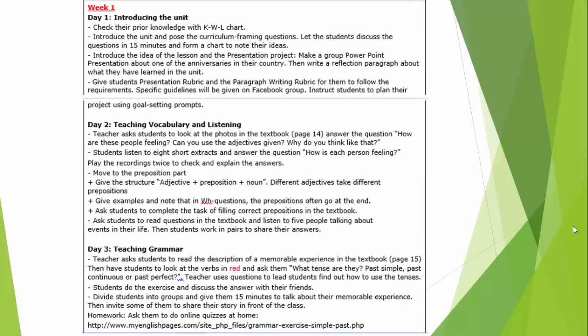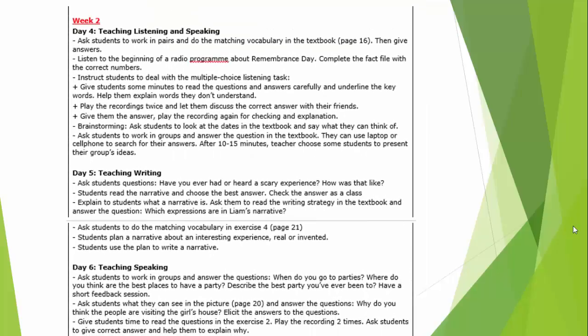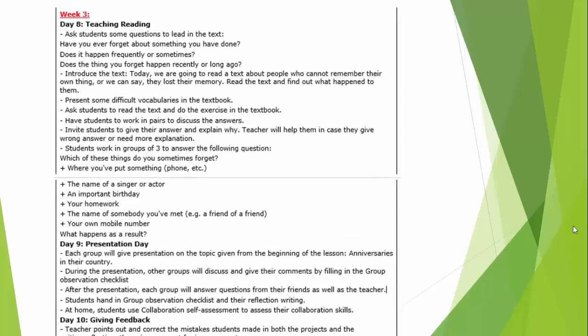In the 3-week time, my students will have a lot of activities to do. In week number 1, I will introduce the unit and teach them vocabulary, listening, and grammar. In week number 2, my students will continue to learn listening, speaking, and writing. In the last week, I will finish the unit by teaching reading. Then we move to the presentation day, and my students will have to submit their reflection writing as well.